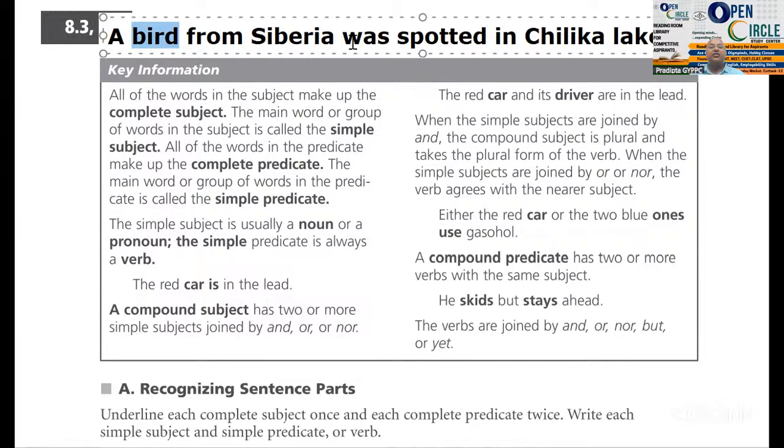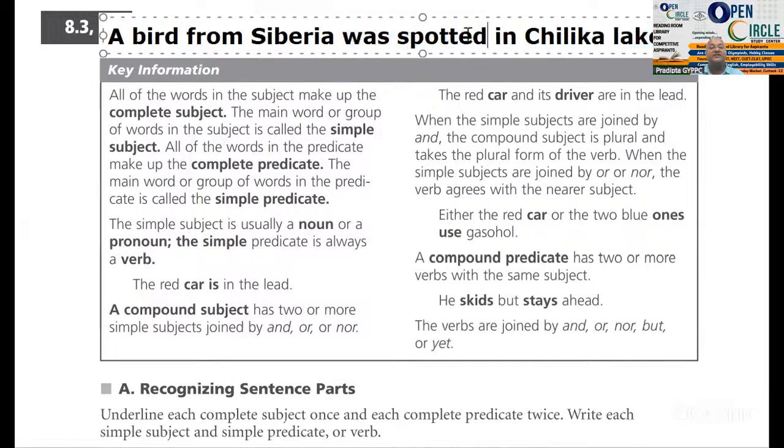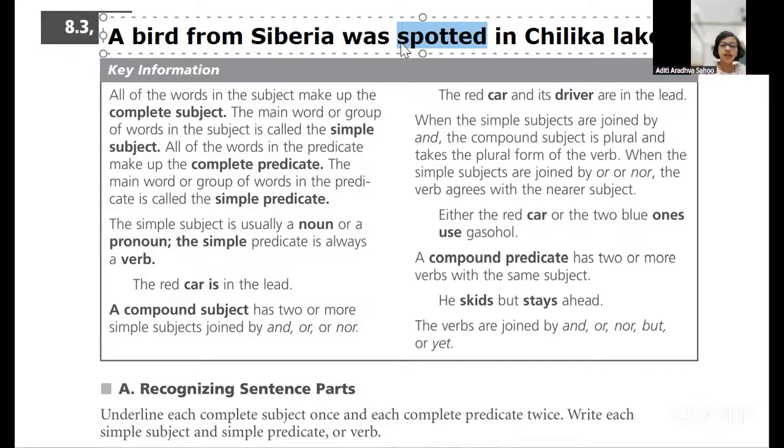Similarly, what is the predicate, Dibyanka, in this sentence? Sir, was spotted in Chilika Lake. Good. Was spotted in Chilika Lake. So this is the complete phrase, complete predicate. But out of that, the verb spotted is called as simple predicate. Everybody understands right now? Yes, sir.